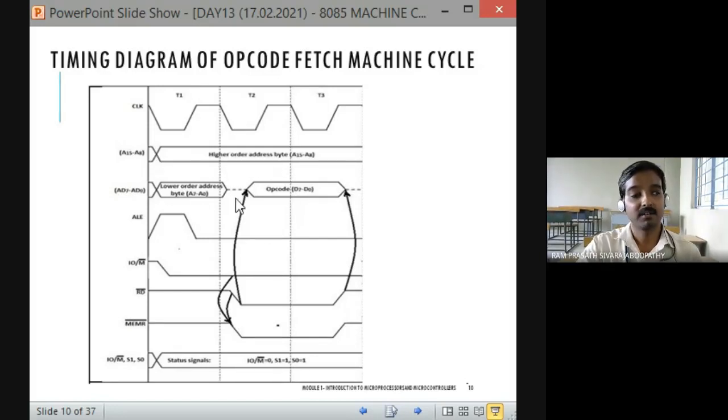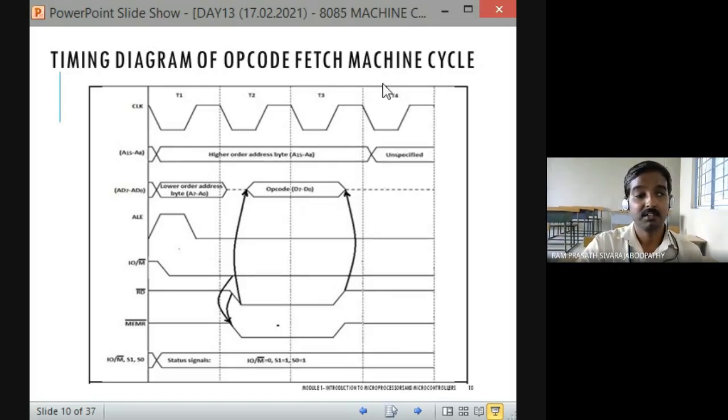Now AD7 to AD0 is functioning as the data bus. Only in the first T state does it behave as the address bus. In the remaining T states, it behaves as the data bus. So the opcode is now available in the instruction register at the end of the T3 state. The last T state, what is it going to do?